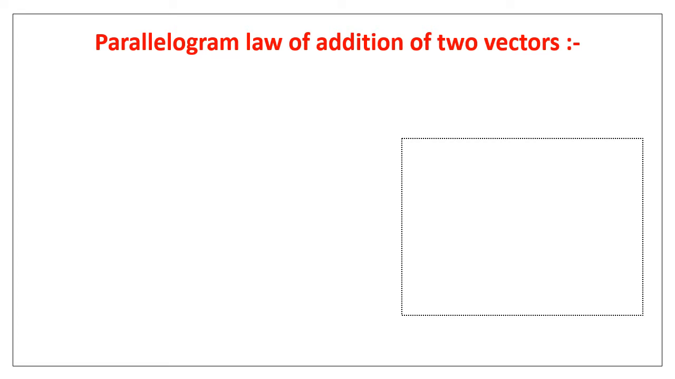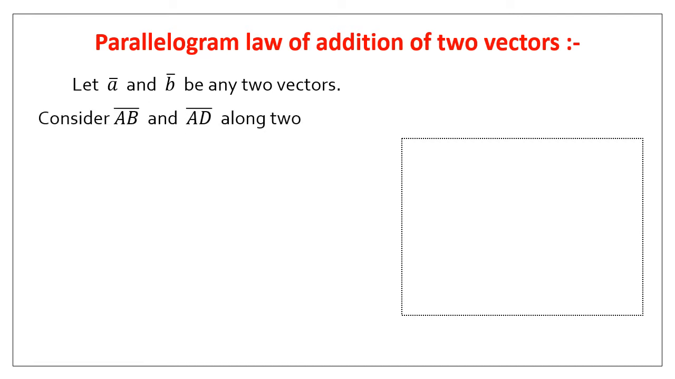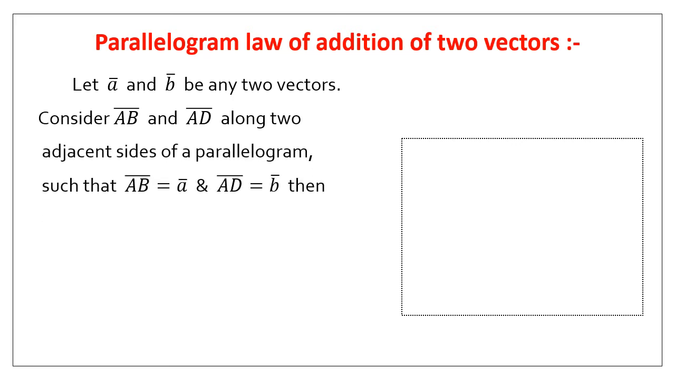Parallelogram law of addition of two vectors. Let a bar and b bar be any two vectors. Consider AB bar and AD bar along two adjacent sides of a parallelogram such that AB bar equals a bar and AD bar equals b bar. See the diagram, students, I have drawn AB bar which is nothing but a bar and AD bar which is nothing but vector b bar. Now we will complete the parallelogram, that is ABCD.